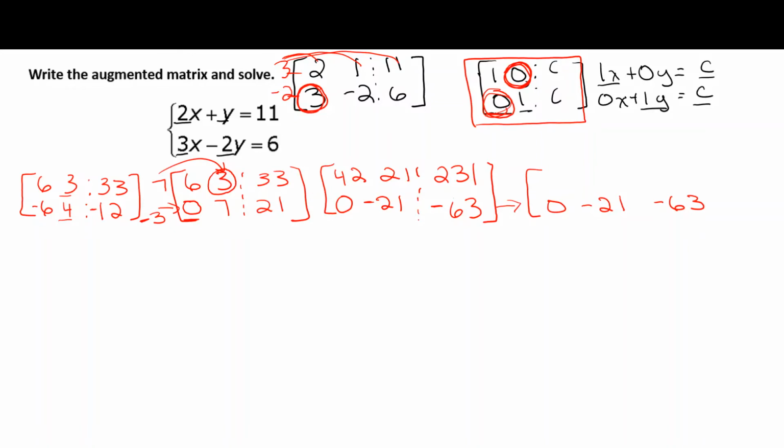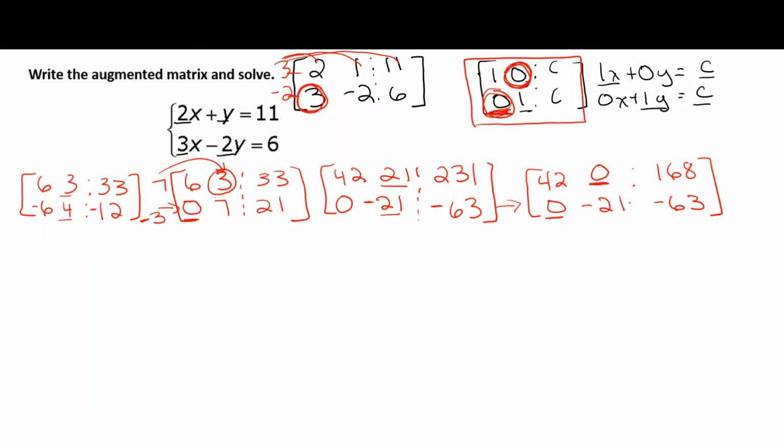So 0 plus 42 is 42. All right, negative 21 plus a positive 21 is 0. And 231 minus 63, or plus a negative 63, is 168. Okay, so now notice I have my zeros exactly where I want them to be.